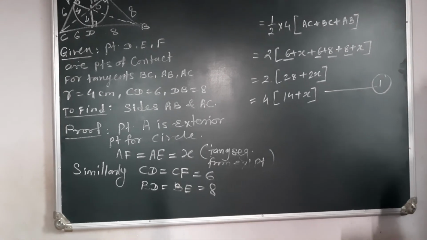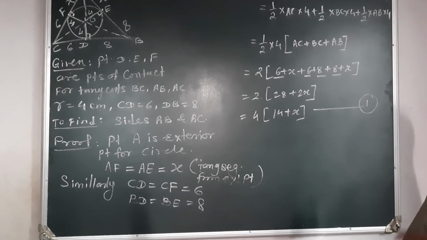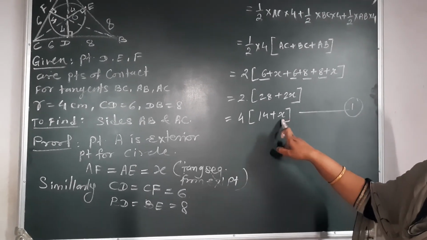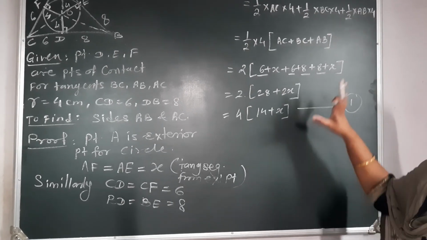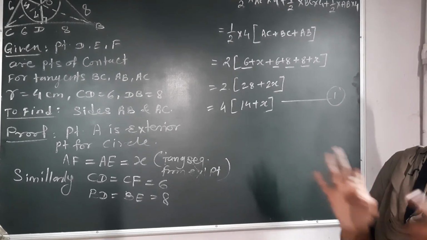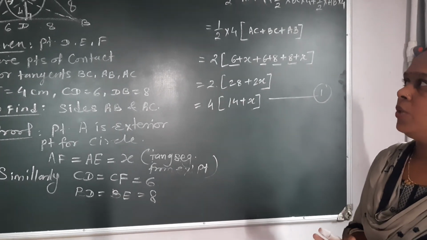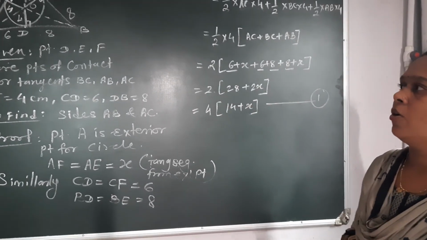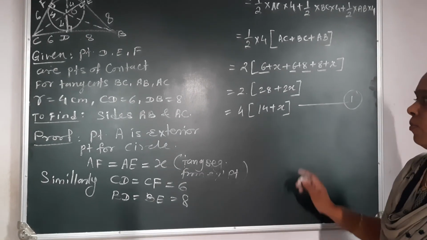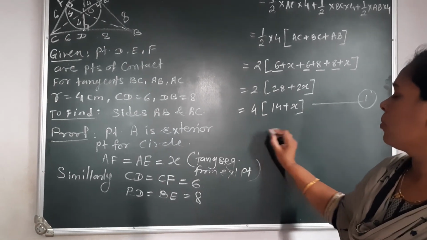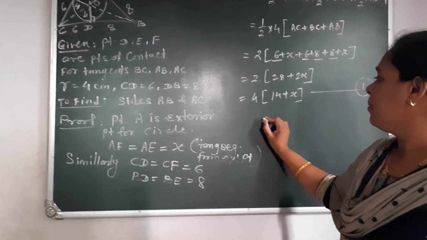Now we have to find the area of the same triangle by using Heron's formula. Firstly we have to find the value of x, and that's why we find the area of triangle ABC in two ways: by using the regular formula 1 by 2 base into height, and now by using Heron's formula. And for Heron's formula we need the value of the semi-perimeter.